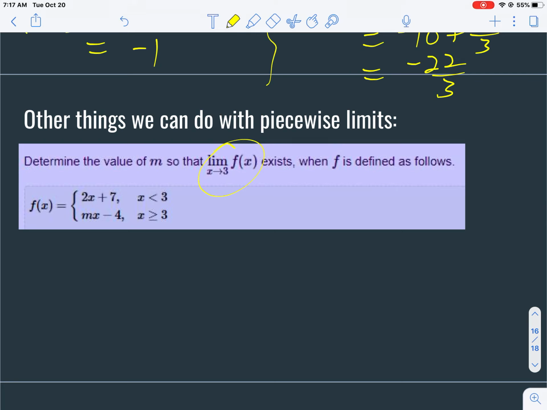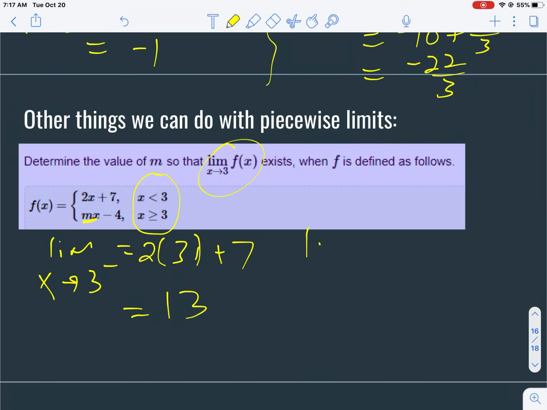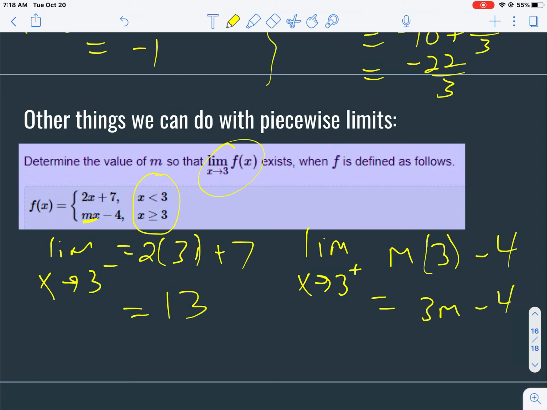So you're trying to find the limit as x approaches 3, and you're trying to find the value of m here, right? So again, you do the limit from the left, okay? Because the function changes at 3, and we're evaluating the limit at 3. So that's 2 times 3 plus 7 from the left, which is 13. So the limit from the right has to be 13 as well. So you have m times 3 minus 4 equals 3m minus 4, right? You plug in x, and now you need to figure out m.